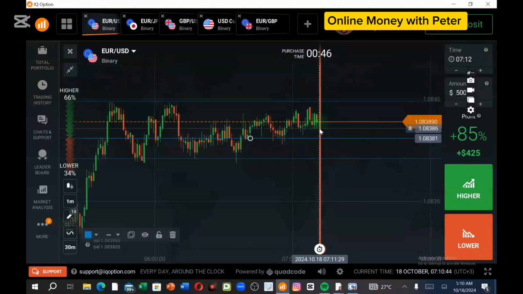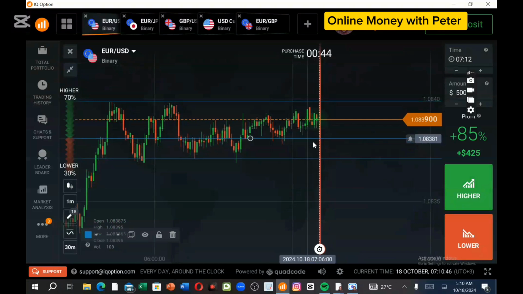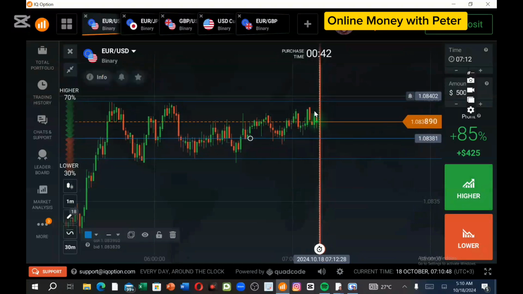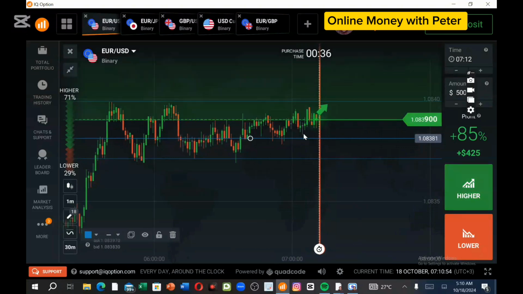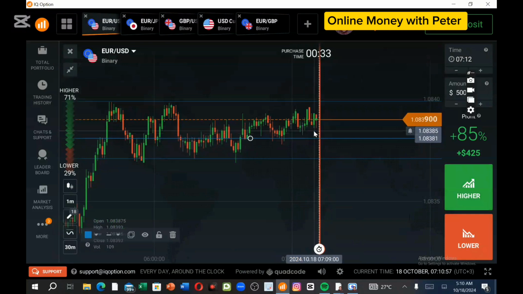So when it gets to this point, I'm going to place the buy trade, hoping that it's going to go up. I believe that it's going to eventually break out of the sellers' zone. Okay, so let's wait and see. This is the right place to place a trade.